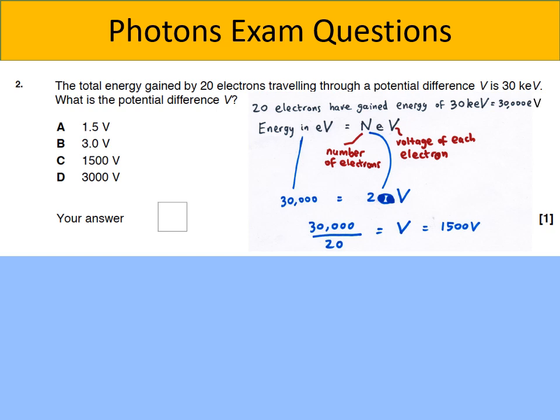So we know that the energy is 30,000 electron volts. We know that there are 20 electrons. So if you rearrange to make V the subject of the equation, we are left with 30,000 divided by 20, which should give us a potential difference of 1,500. So your answer should be C.